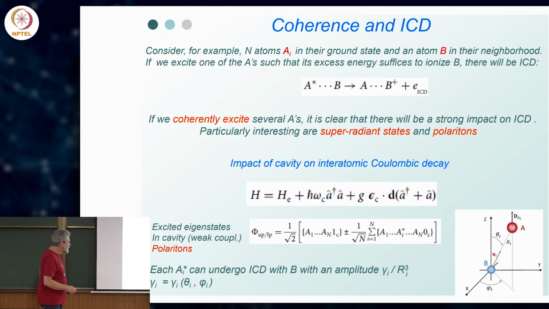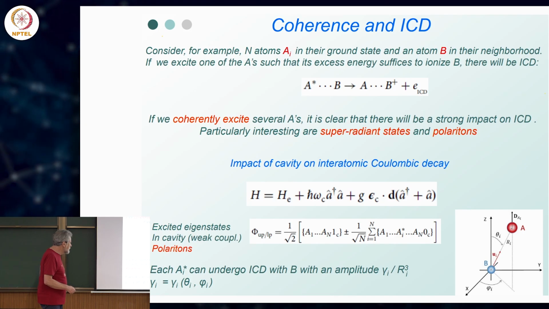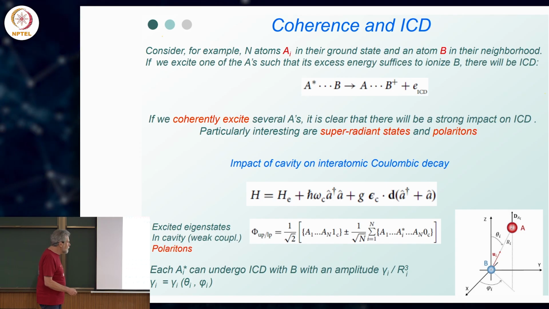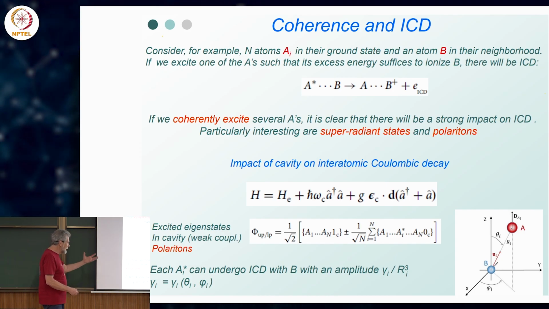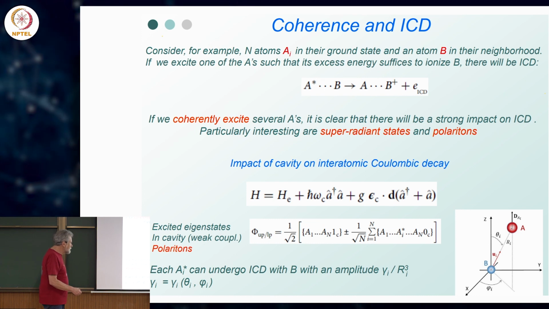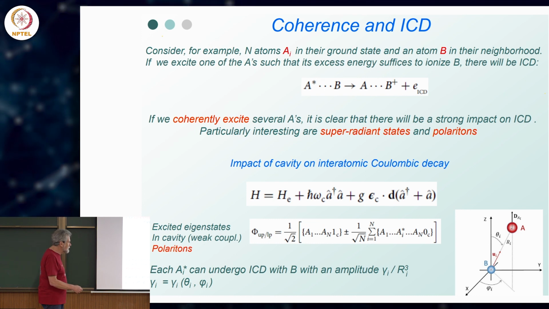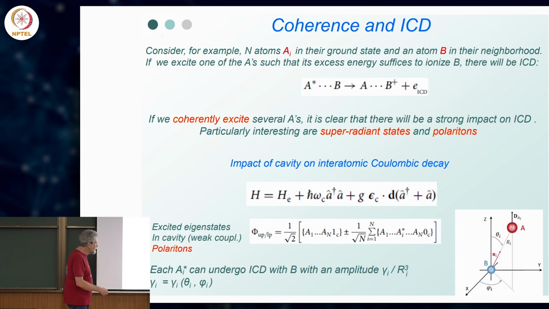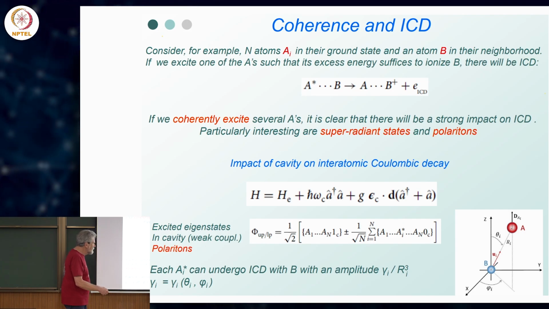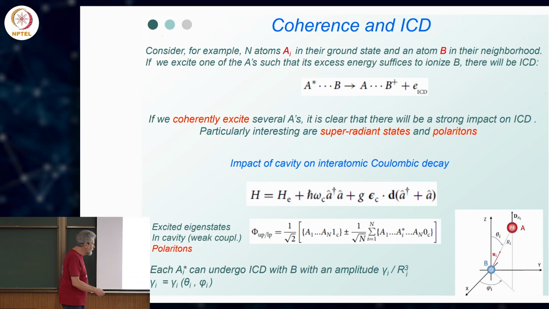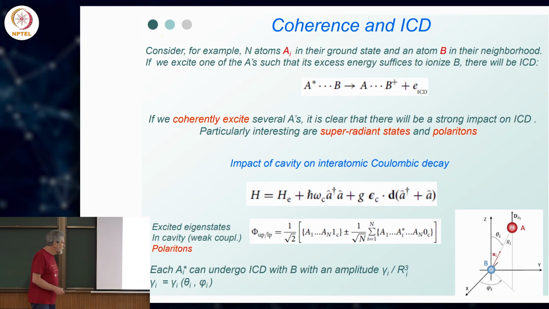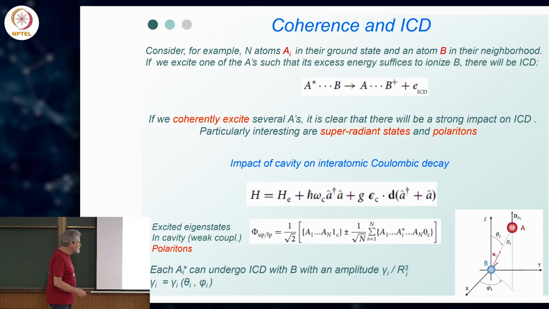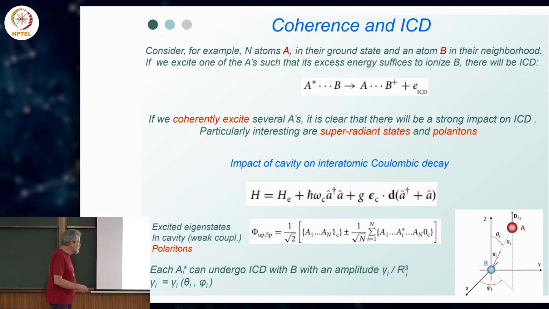Now, if the coupling is weak, you have a superposition, this is called a polariton, of, let's say I have capital N identical atoms, all atoms and one photon of the cavity, plus minus a superposition where one of them is excited, it can be the first, the second, the third, all forms such a state. It's a coherent sum with 0 photons in the cavity. That's a polariton. Now each of those can undergo ICD, and let's look at what happens.